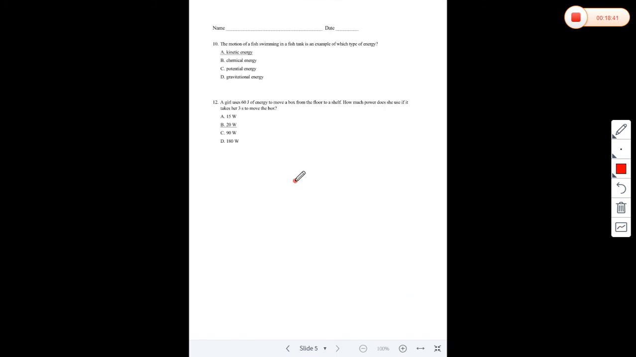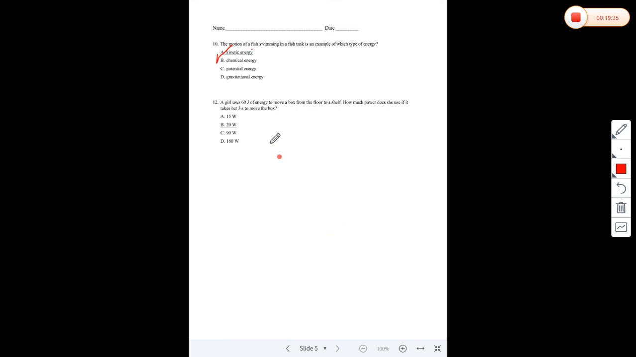Okay, slide number 5. The motion of a fish swimming in the fish tank is an example of which type of energy? The fish is swimming, so it moves. Okay, we just take 3 examples of energy: potential, mechanical, and kinetic. And we know the difference between them. Potential is stored energy, while kinetic is the energy released or appearing during movement. So a fish swimming means it moves, so we will take letter A, an example of kinetic energy.